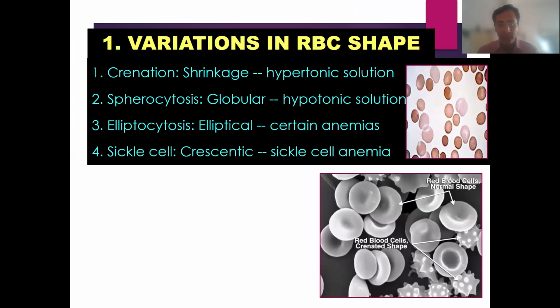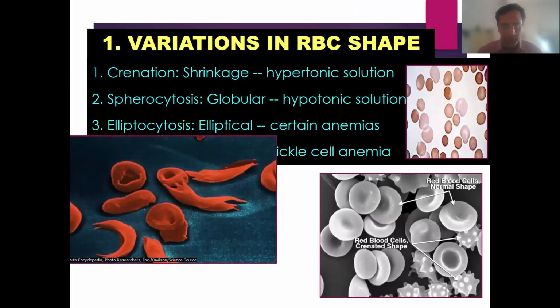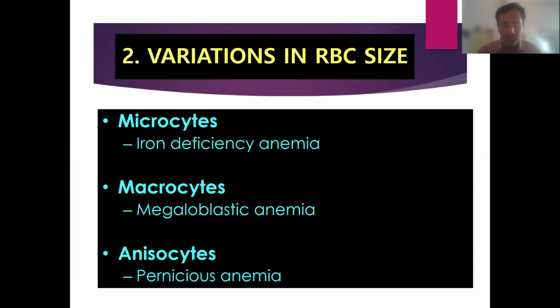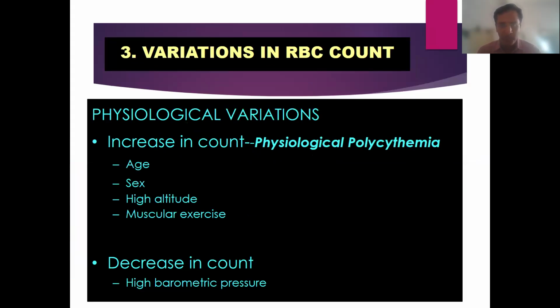In sickle cell anemia, there is a sickle shape, that is sickle cell malformation, so there is a variation in RBC shapes. You will see these shapes. And variation in RBC size, that is macrocytes, anisocytosis, in iron deficiency anemia, macrocytosis, megaloblastic anemia, anisocytosis, pernicious anemia.